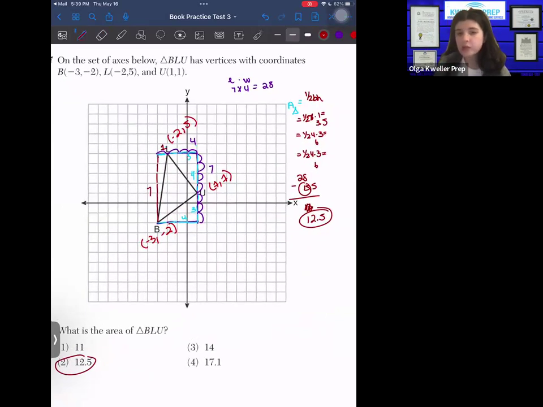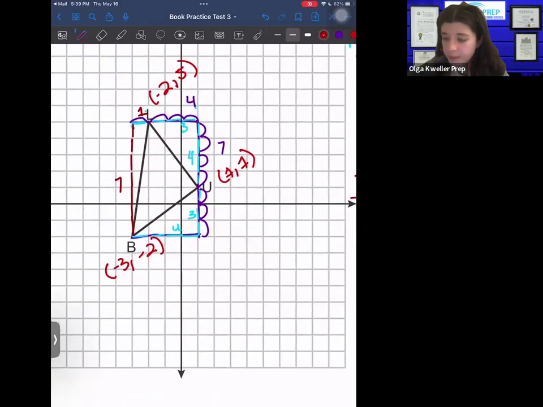The other way to do this, as somebody said before, is you would have to use the distance formula, and you could figure out the length of all the sides. And then you would have to create a height, because we can't just do it this way. We'd have to create a perpendicular height, which would be quite complicated in this case.